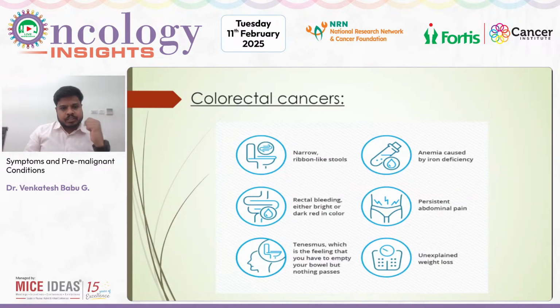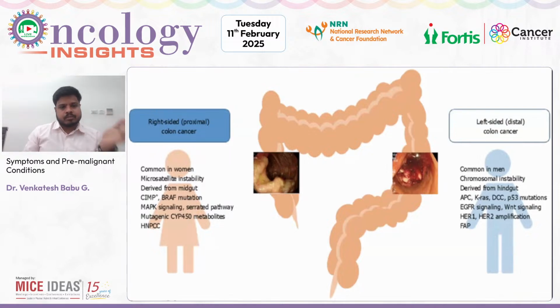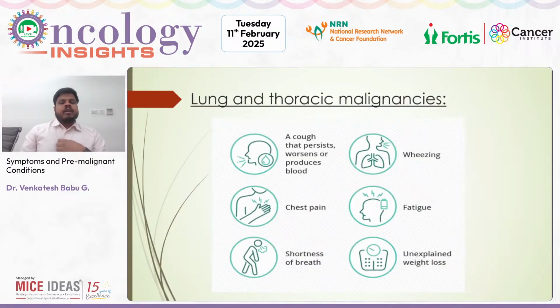Okay, this is the same thing which I have explained, and this is also the same thing. Right-sided colonic cancers present more commonly with anemia, and left-sided with obstruction. And coming to the lung and thoracic malignancies, usually they will present with persistent cough. Any cough which is persisting for more than 3 weeks requires attention, and we should be more careful in the smokers, because 90% of the cases of lung malignancies can be attributed to smoking.